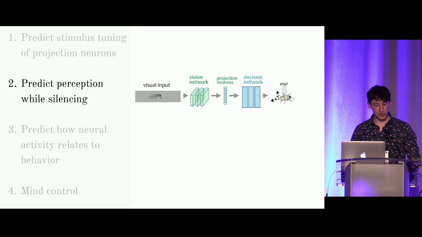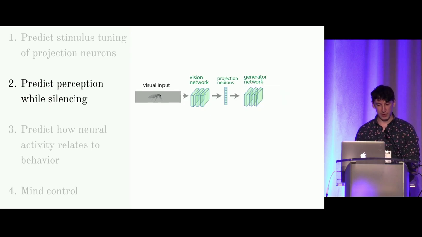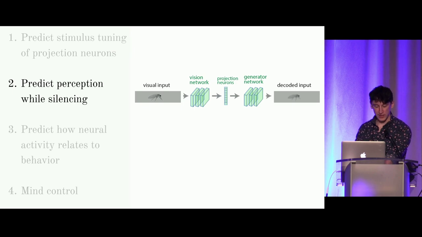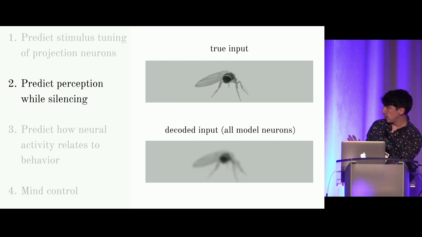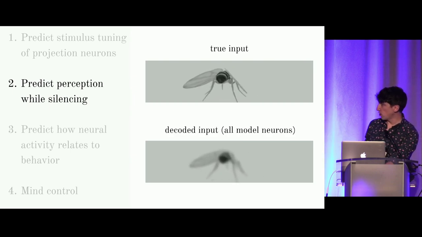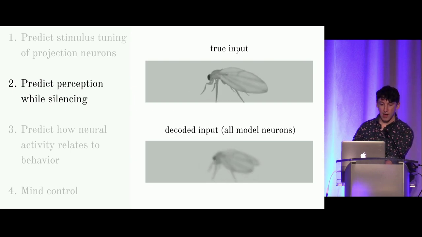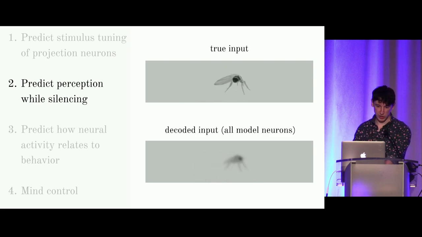Now, receptive fields are just a crude approximation of the complex response of these neurons. So we're going to do something fun since we have this deep network. We're going to take our network, remove the decision network, and replace it with a generator network that we're going to train to reconstruct the input that's presented to the model. So that's what I'm showing here. On the top, we have the input to the model. On the bottom, we have the decoded input. And what I hope you see is it does a good job of reconstructing what the model is being presented with just from the activity of the projection neurons.